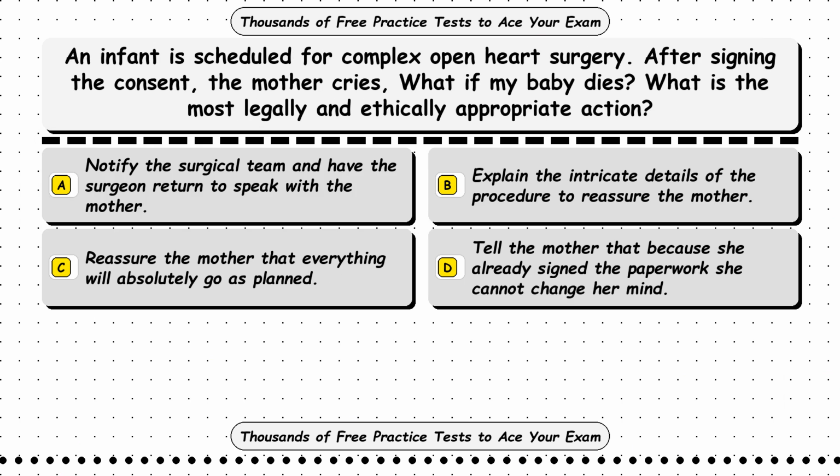Question 110. An infant is scheduled for complex open heart surgery. After signing the consent, the mother cries, "What if my baby dies?" What is the most legally and ethically appropriate action? Option A. Notify the surgical team and have the surgeon return to speak with the mother. Option B. Explain the intricate details of the procedure to reassure the mother. Option C. Reassure the mother that everything will absolutely go as planned. Option D. Tell the mother that because she already signed the paperwork she cannot change her mind.